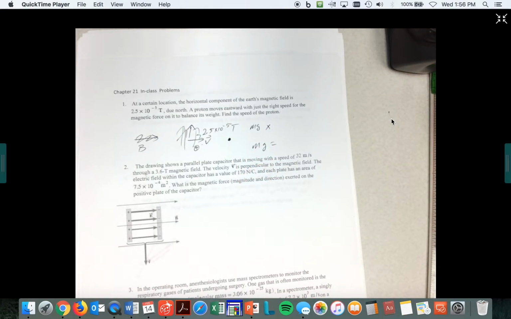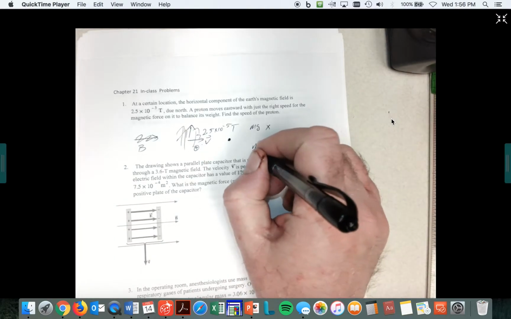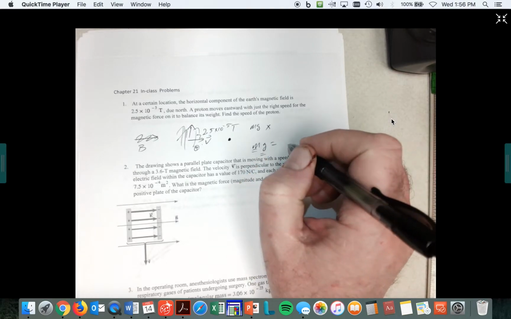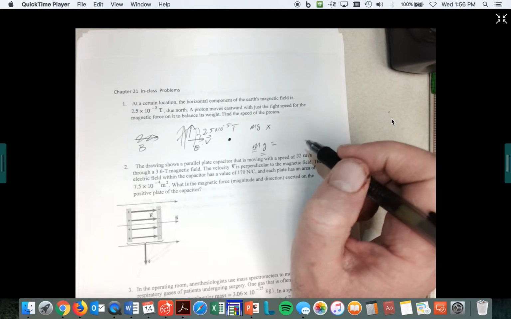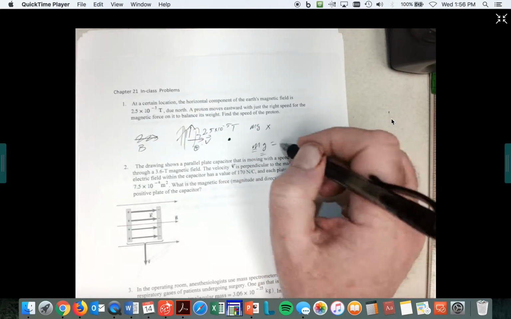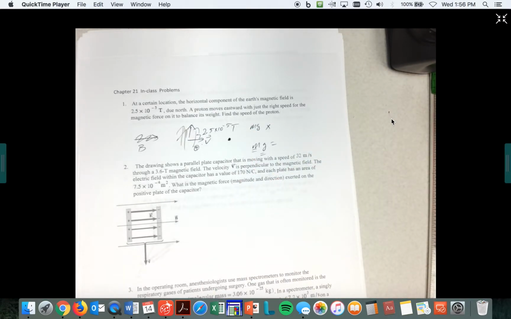Right. We'll figure that out. qvB. And we know the mass of a proton, we know what g is, we know the charge of a proton, we know the magnetic field. We just need to find the velocity, how fast it needs to be going so it stays right above the Earth's surface. That's kind of a fun problem.